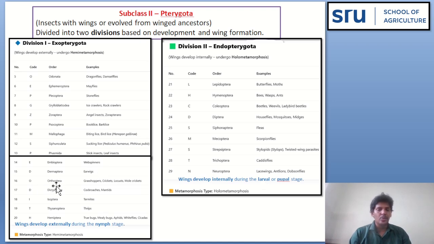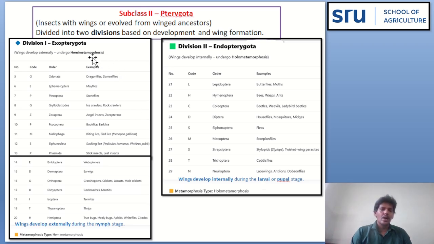O means Orthoptera, example grasshopper, locust, cricket and mole cricket. D means Dictyoptera, example cockroach, mantids. I means Isoptera, example is termite. T means Thysanoptera, example is thrips. H means Hemiptera, example is bugs and various sucking insects such as leafhopper, brown planthopper, mealybug, whiteflies, aphids, etc.